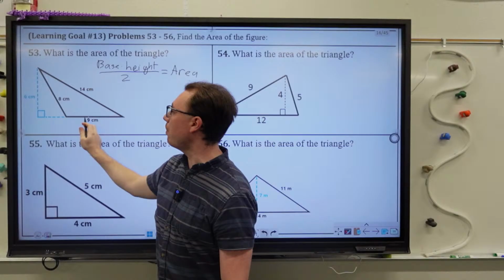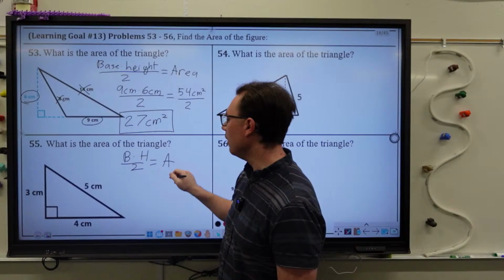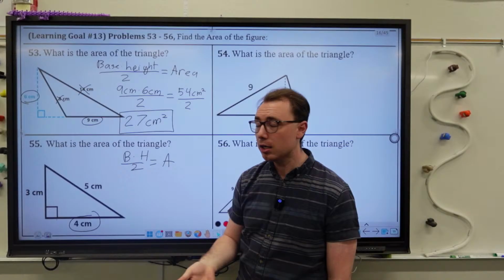Try that one final time here with 55. What is the area of this triangle? Well, luckily for us, we still have that equation of b times h divided by 2 is equal to a. And we can clearly see that the base and the height are already 90 degrees from each other, where the base is going to be that 4 centimeters, and the height now is going to be 3 centimeters. So we just do 4 centimeters times 3 centimeters divided by 2. We know that 4 times 3 centimeters gives us 12 centimeters squared divided by 2, where that total area of that triangle here is equal to 6 centimeters squared.